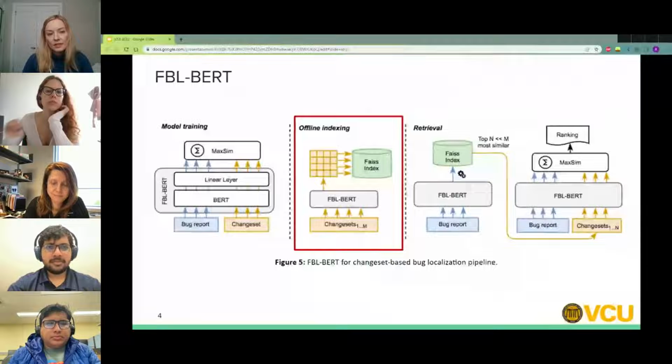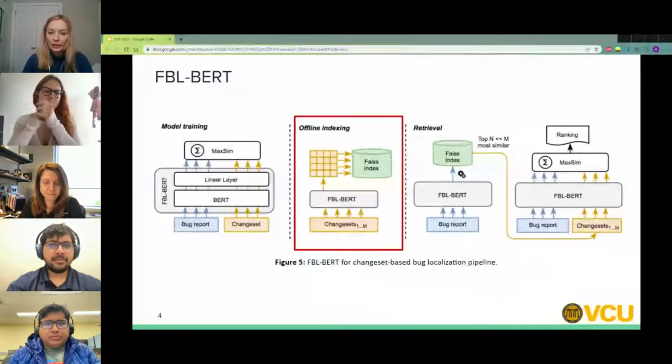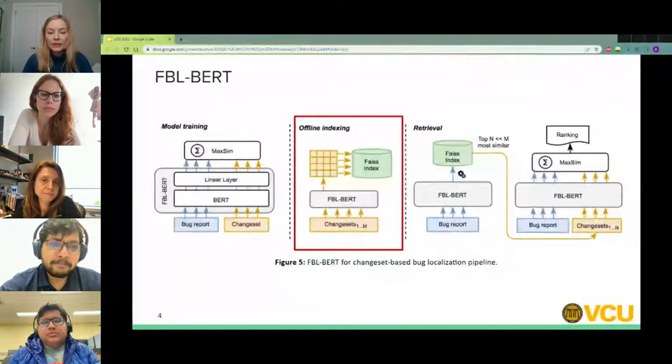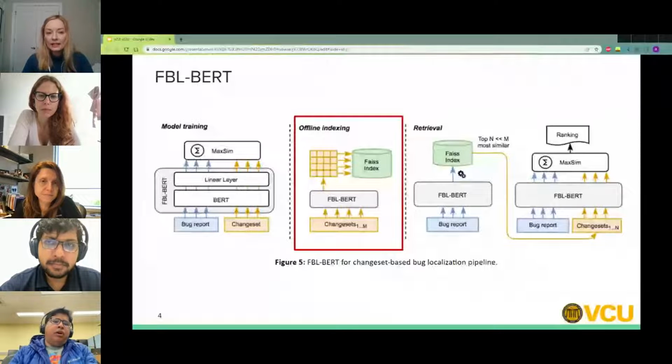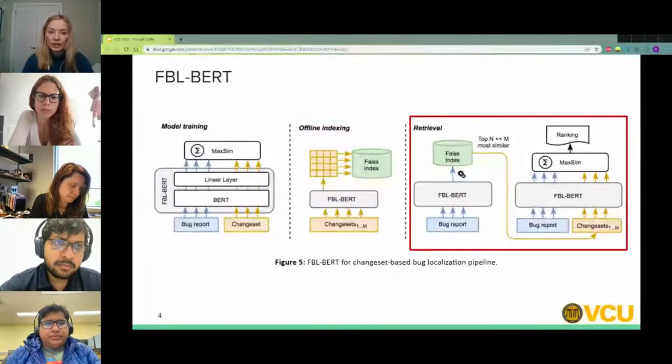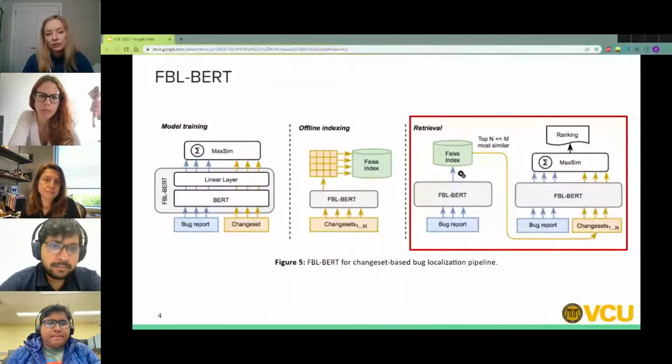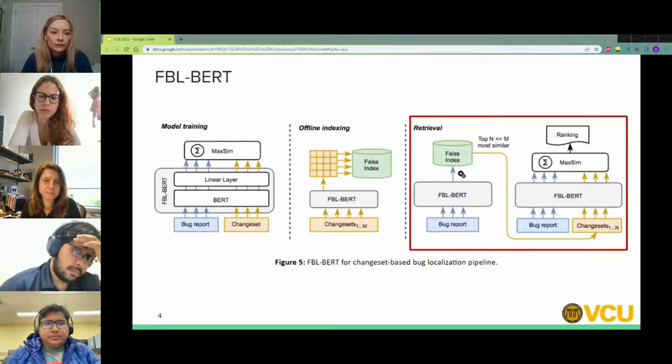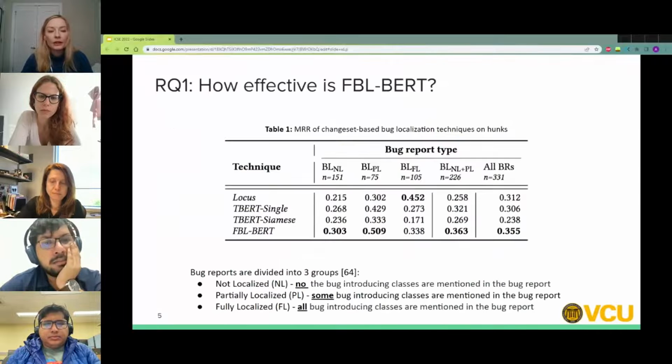When a bug report arrives, it is first processed by FBL-BERT, and it produces that matrix. And then we take every word vector from the bug report, and again, we ask the index to give us the most similar word vector in a change set. Our goal here is to find the top, let's say, 1,000 good candidate change sets, which already have similar word vectors to our bug report. And having that, we will now only re-rank our good candidates.